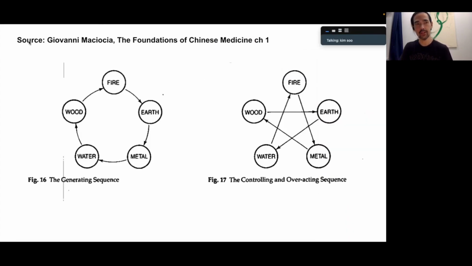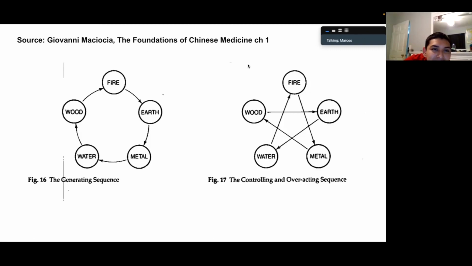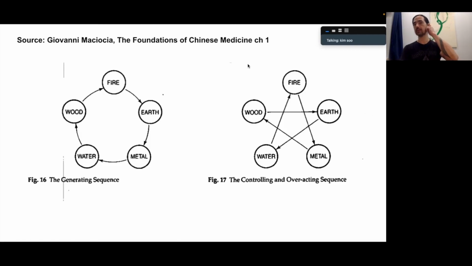From Giovanni Maciocia, The Foundations of Chinese Medicine, Chapter 1. So these are the 5 elements of Chinese medicine, 5 elements of Taoist philosophy, Taoist medicine. And these are 2 different cycles.